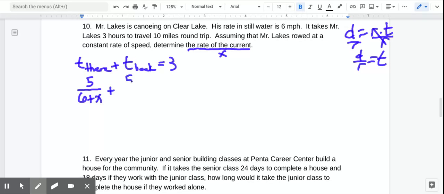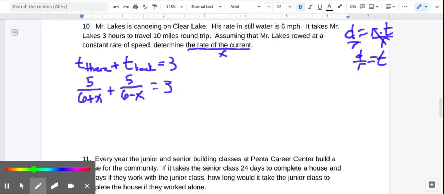Now, when he's coming back, it's still 5 miles, and he's paddling at the same rate, but this time he's going against the current. Okay, so it's working against him, so it's going to slow him down a little bit. So that equals 3. And this is the problem that we need to solve. So now that we've got it set up, it looks a lot like the problems we were working on before.